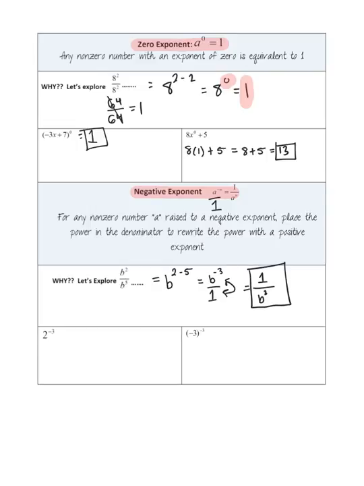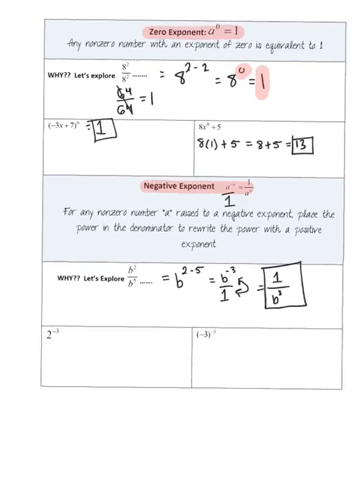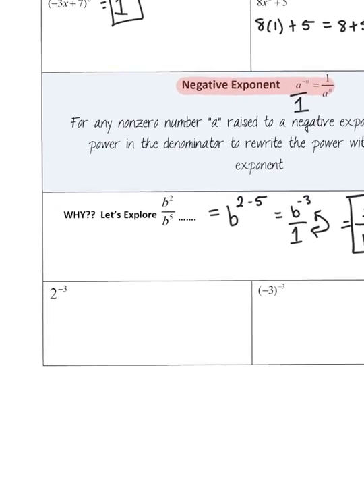Let's try some more examples. On the next one, we've got 2 to the negative 3rd power. I'm going to rewrite this as 2 to the negative 3 over 1. Now I'm going to flip. So I'm going to have 1 over 2 to the 3rd power. 2 to the 3rd power is an easy number to evaluate. That's 2 times 2 times 2, 3 times. So that's going to give us 1 over 8.